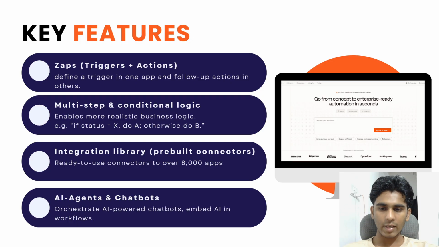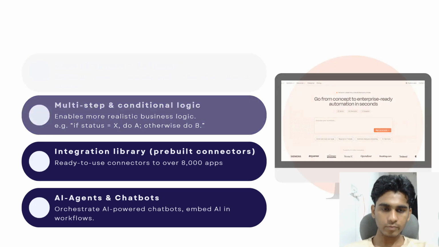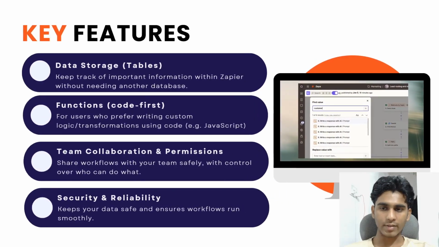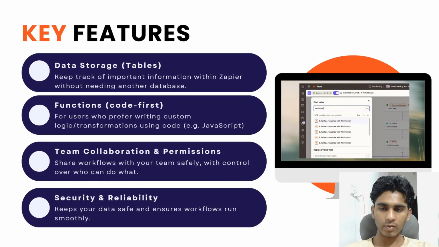And then we have integration library. So these are also called pre-built connectors, which are ready to use connectors to over 8,000 plus applications. Then we have AI agents and chatbots. So these are basically orchestrated AI powered chatbots embedded in the workflows itself. Then some more key features which include the data storage, often called tables. So it actually helps to keep track of important information within Zapier without needing another database.